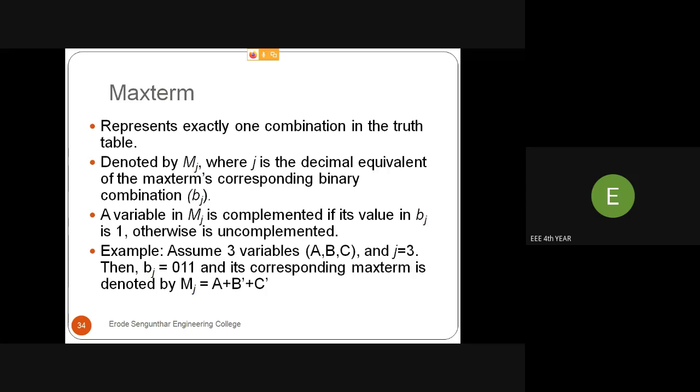So in a min term, the variable is complemented if the value in bj is 0. In a max term, the variable is complemented if the value in bj is 1. Otherwise, it is uncomplemented.